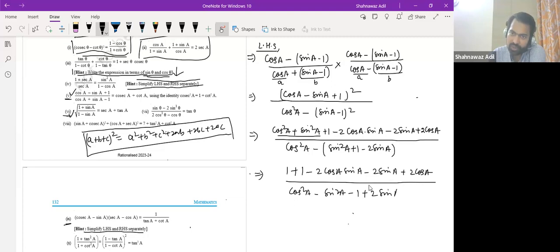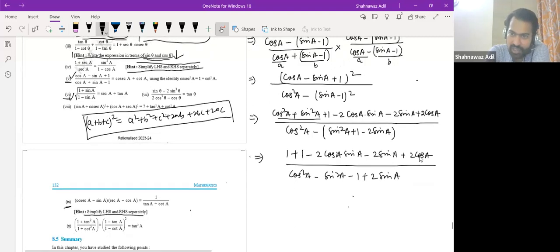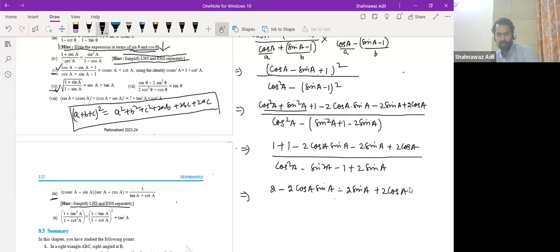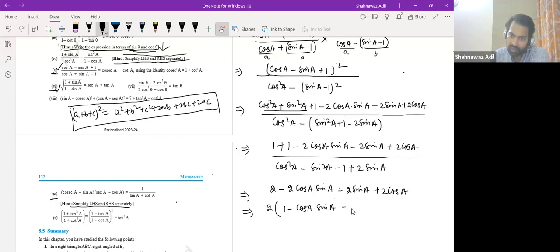Right. So what we'll get is 2 minus 2 cos A sin A, and minus 2 sin A, and plus 2 cos A. Sir, can we not take 2 as common here? 2 is common. Good. So this is 2 times (1 minus cos A sin A, and then minus sin A, and then plus cos A). Okay. And then what should we do next?